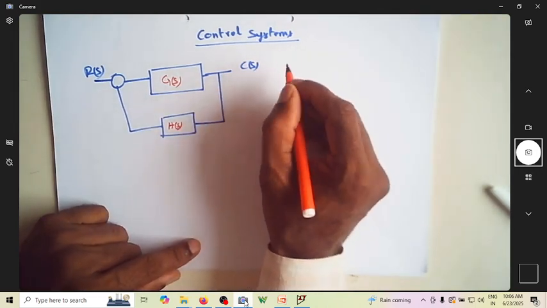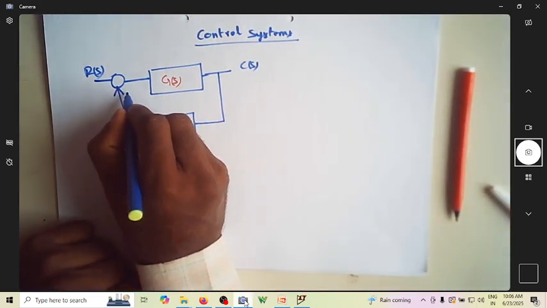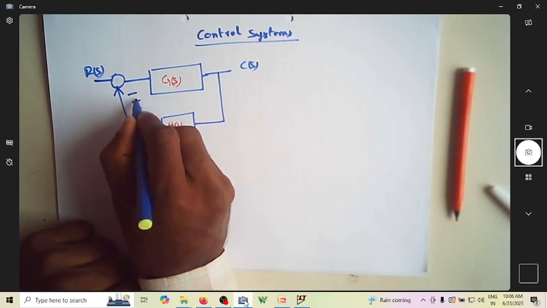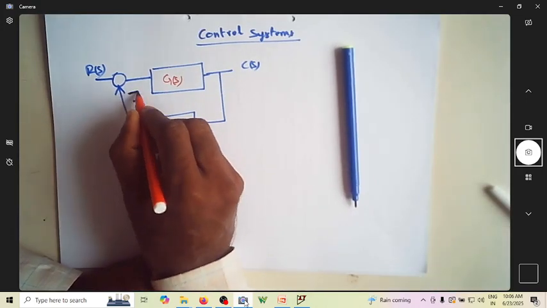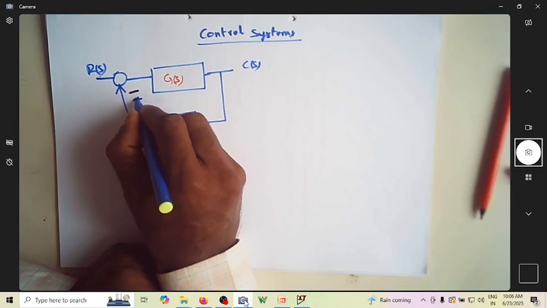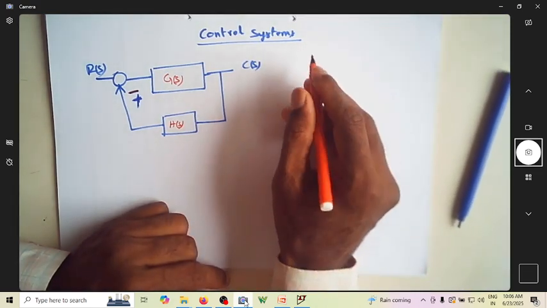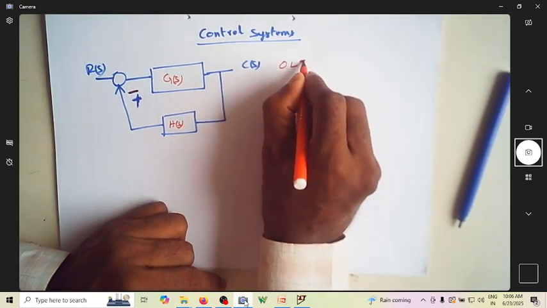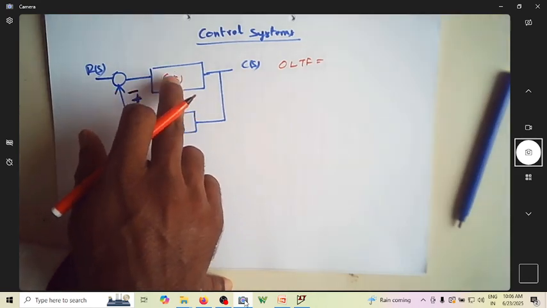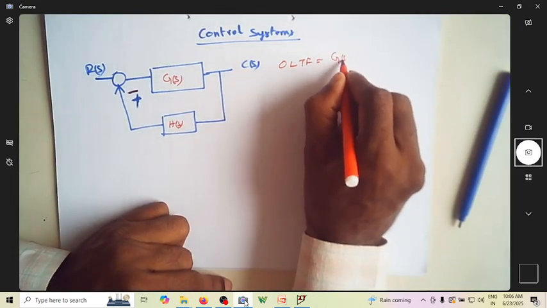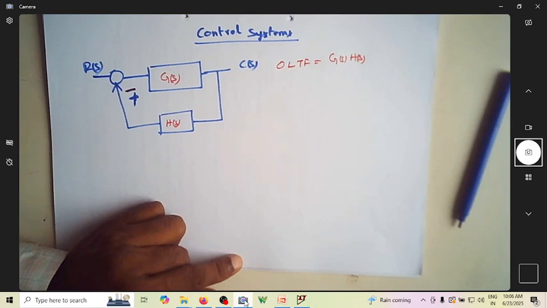We have two possibilities of feedback. Feedback can be either negative feedback or positive feedback. Let me say this is negative with red and positive with maybe a blue one. So let us write the transfer function corresponding to the open loop transfer function, which is nothing but you open the loop and multiply G(s) into H(s). So this is G(s) into H(s). This is the open loop transfer function.